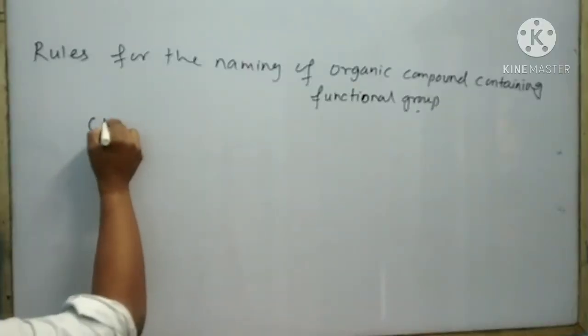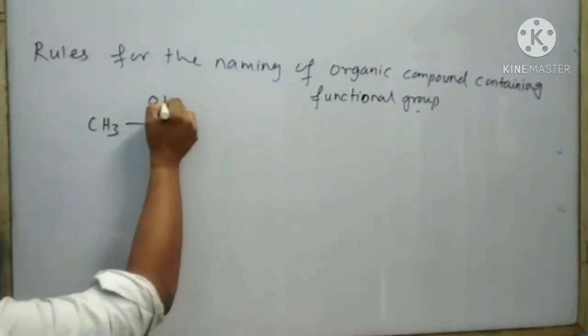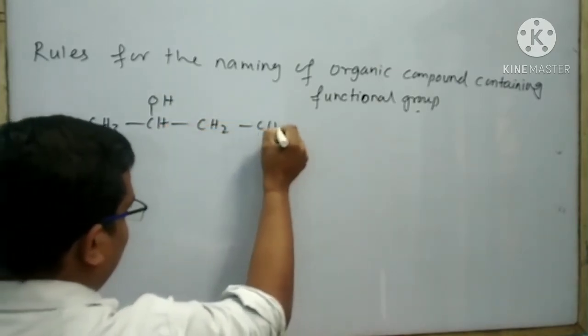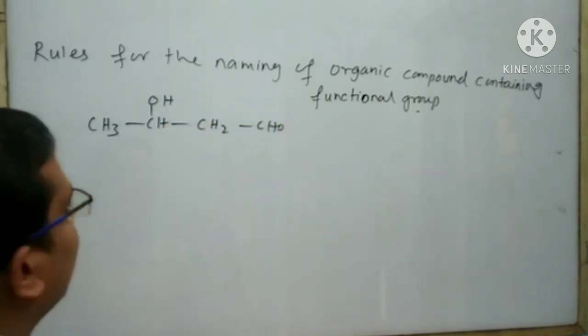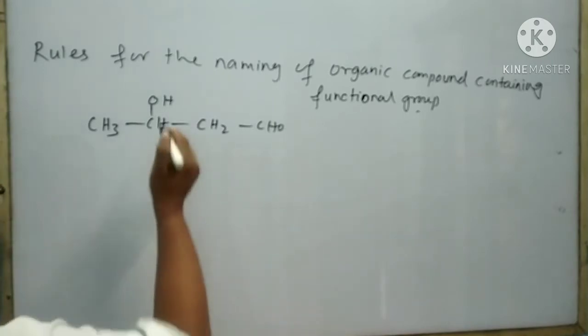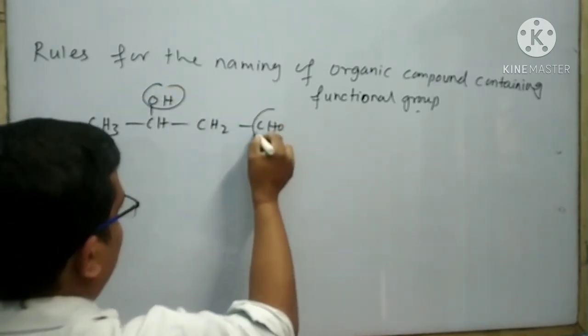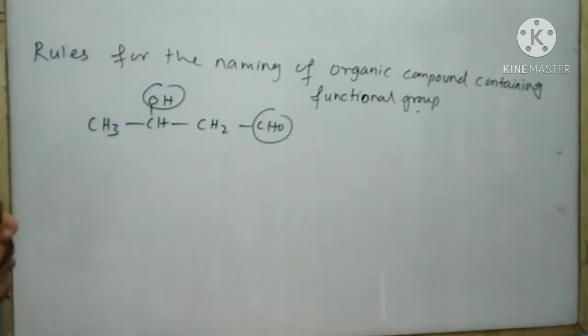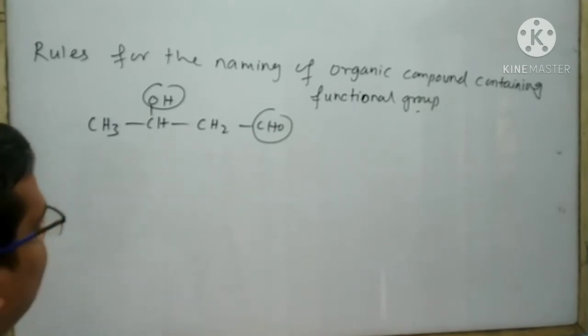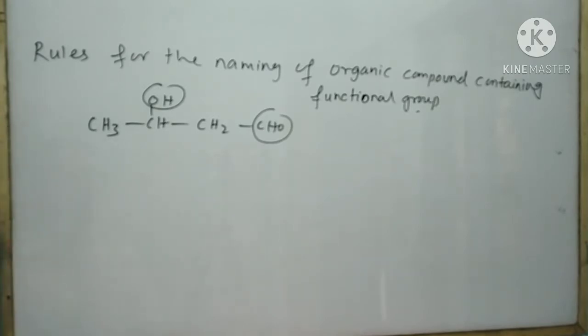Take another example: CH3-CH(OH)-CH2-CH2-CHO. In this example, two types of functional groups are present. One is -OH, another is -CHO. For naming such organic compounds, we generally follow the seniority table. According to the rule, the functional group which is at the top of the seniority table is generally used for the suffix and the other is used for the prefix.